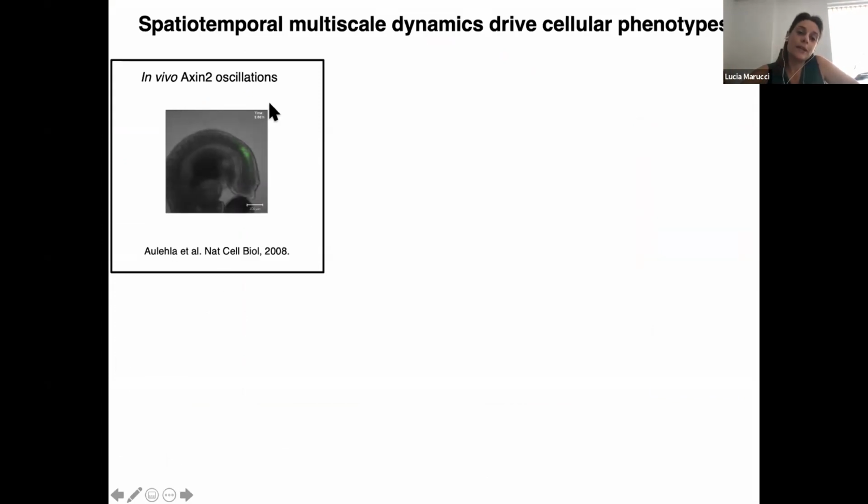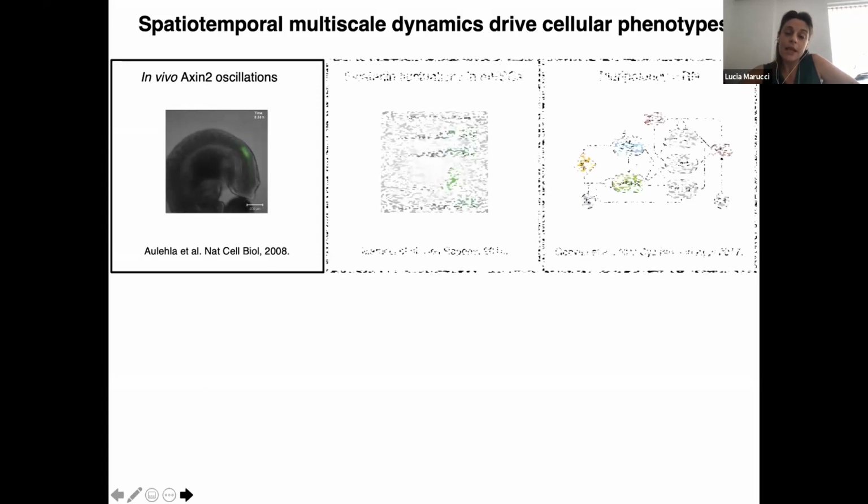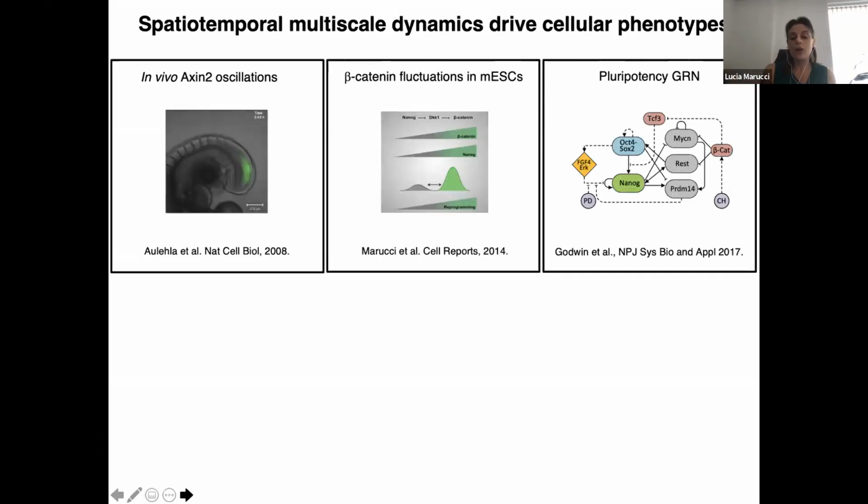This is true, for example, in development. Indeed, oscillations of genes sometimes acting to tightly control somitogenesis. This is true also in in vitro cultures of stem cells. I will be talking about this in a minute, but also in in vitro culture of stem cells, dynamics of genes such as beta-catenin and other genes tightly control the fate of the cells, so controlling the fact that they are more or less pluripotent, basically.